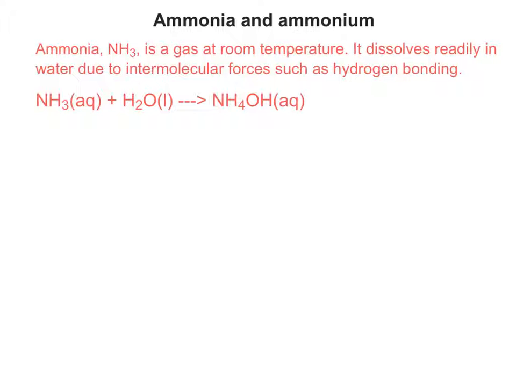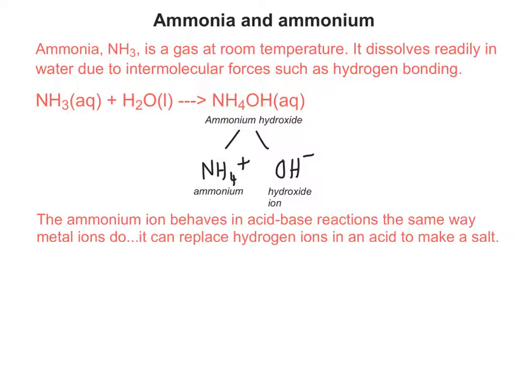And when it actually dissolves in water, it does more than dissolve, it actually reacts with water according to this equation, producing a compound called ammonium hydroxide, which dissociates in water into the ammonium ion and the hydroxide ion. And the thing about the ammonium ion is it can do exactly the same thing as metal ions can do in acid-base reactions. It can replace hydrogen ions in an acid to make a salt.